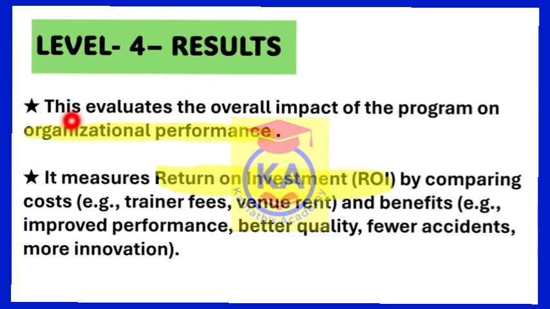This evaluates the overall impact of the program on organizational performance. This means that after providing the human resource development program, what are the overall changes in the organizational performance? For example, you can say profits. Before providing the program, profits were less, and after providing the program, profits have increased. So this is a change in the organizational performance. That is regarding the first aspect.